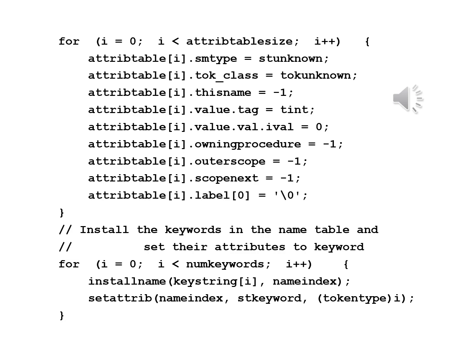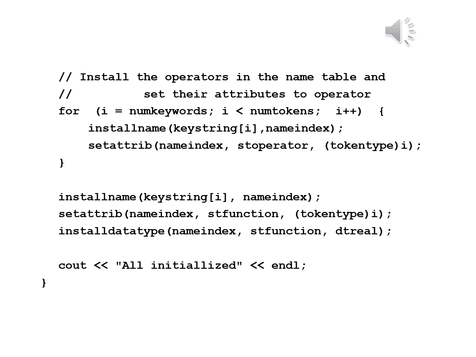Next, we use install name and set attrib to install the reserved words in the symbol table. After the reserved words are all installed, we install the operators. Lastly, we install the only function in the language, float, which converts integers to reals in expressions where both data types are present.